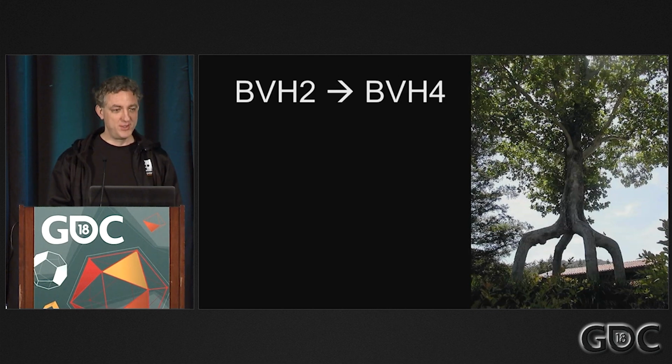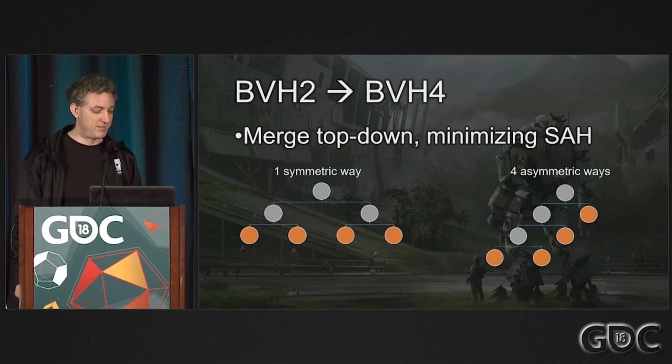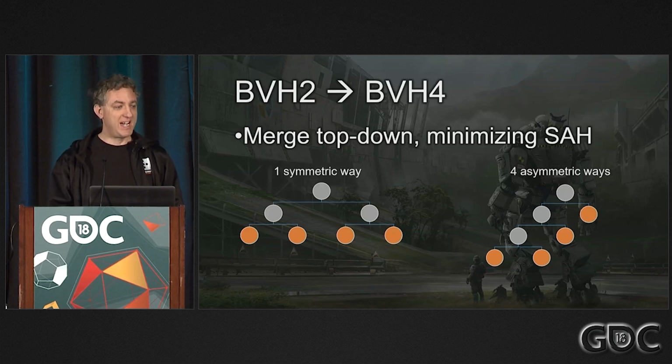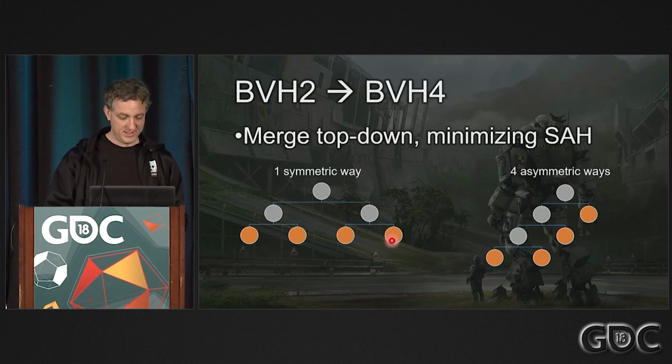So we have a 2-way tree. How do we get a 4-way tree out of it? Well, we just do a greedy top-down merge. And there are 5 different ways that you can merge subtrees. There's one symmetric way, which you see over here. And then there are 4 asymmetric ways, and I only drew one of them because you can easily see what all of the others are.